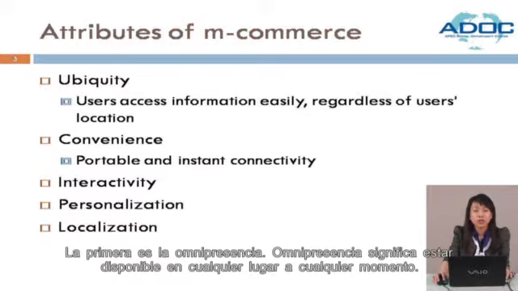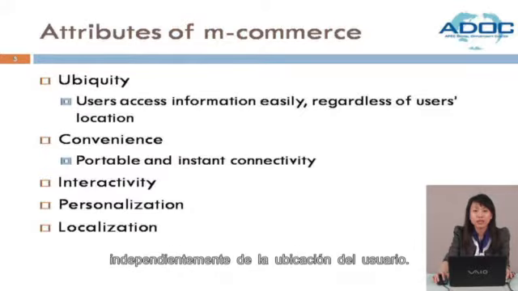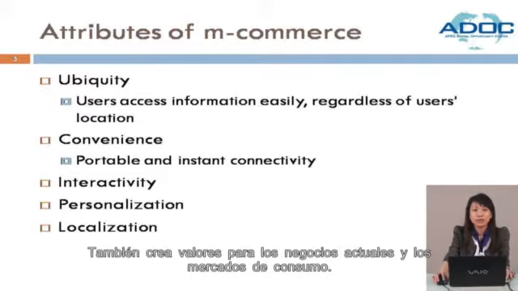The first is ubiquity. Ubiquity means being available at any location at any time. For example, a smartphone or tablet PC can deliver information when it is needed, regardless of the user's location. Ubiquity lets users access information easily. It also creates values for today's business and consumer markets.